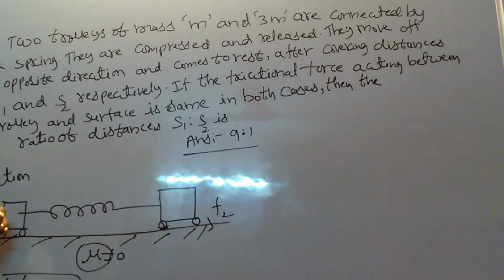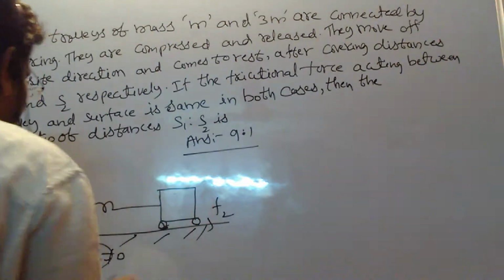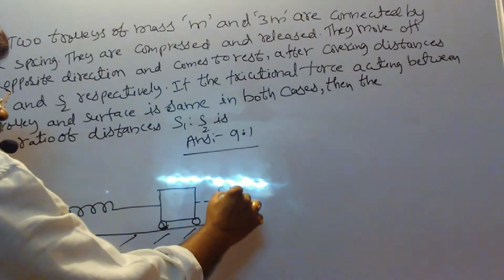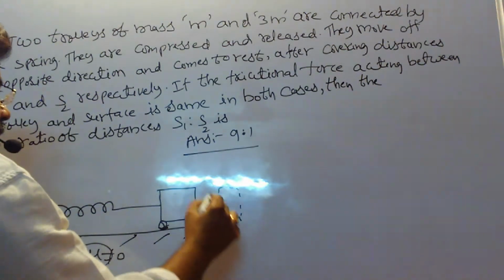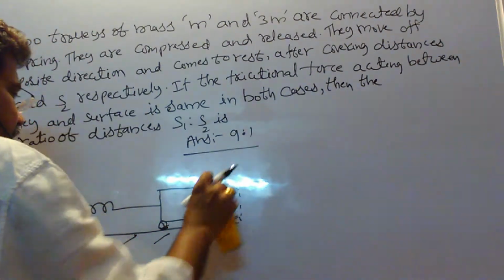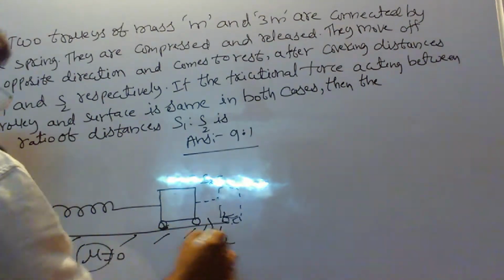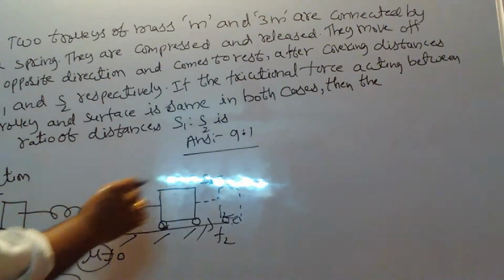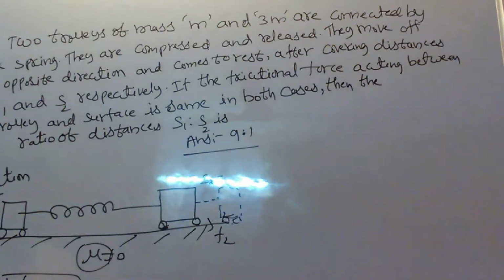I am assuming one travels a distance of S1 after compressing and releasing, and the other covers a distance of S2. Here the generated frictional forces are F2 and F1, and these two are equal. The coefficient of friction is not equal to 0, so some friction exists between the surface and the trolleys. So this is our question: we are finding the ratio of travelled distances. The given answer is 9:1.